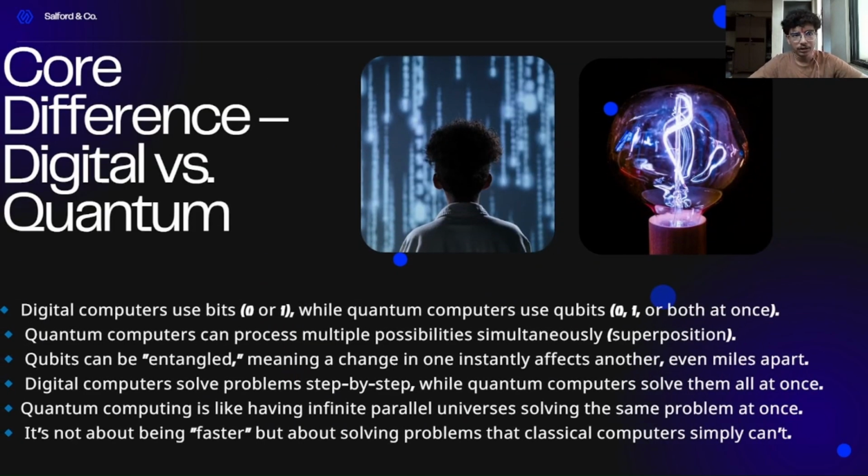Core differences between digital and quantum computing. Digital computers use bits, while quantum computers use qubits. A quantum computer can process multiple possibilities simultaneously. Qubits can entangle, meaning a change in one instantly affects another, even miles apart. Digital computers solve problems step by step, while quantum computers solve them all at once. A quantum computer is like having infinite parallel universes solving the same problem at once. It's not about being faster, but about solving problems that a classical computer simply can't.